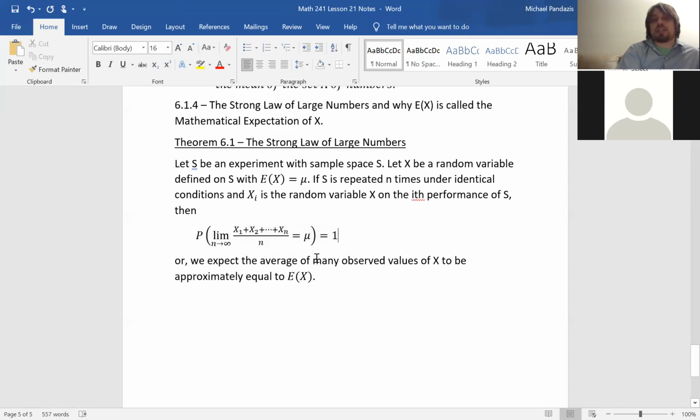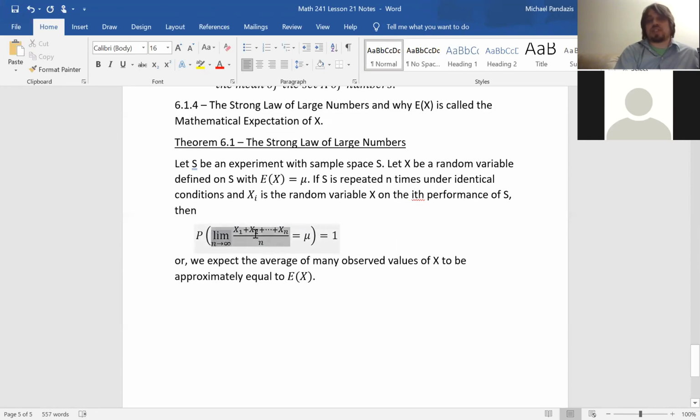Or we expect the average of many observed values. This is the average of observed values. So if little n is large, that would be the average of many observed values of X, right? So by we expect, we're saying the probability is 1 of something, right? So we expect that the average of many observed values of X is approximately mu. And since you take many and not infinitely many, this average should be close to mu. You're approaching mu. And so if you take many observed values, the average will be very close to mu. Okay. And so that is the theorem, right?